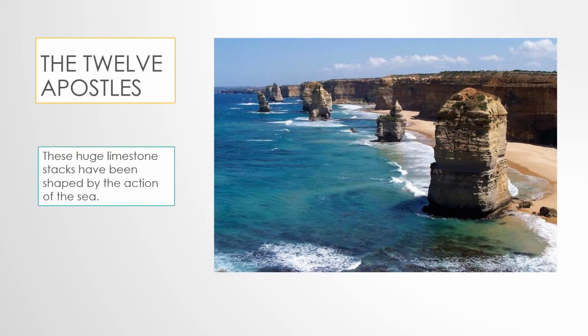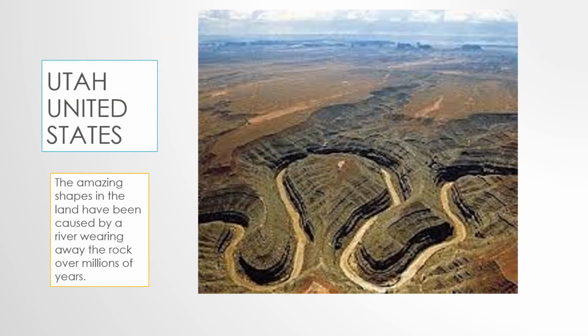The 12 Apostles. These huge limestone stacks have been shaped by the action of the sea. Utah, United States. The amazing shape in the land has been caused by a river wearing away the rock over millions of years.